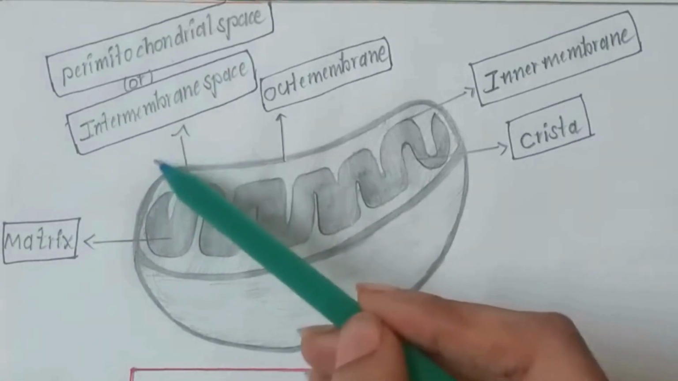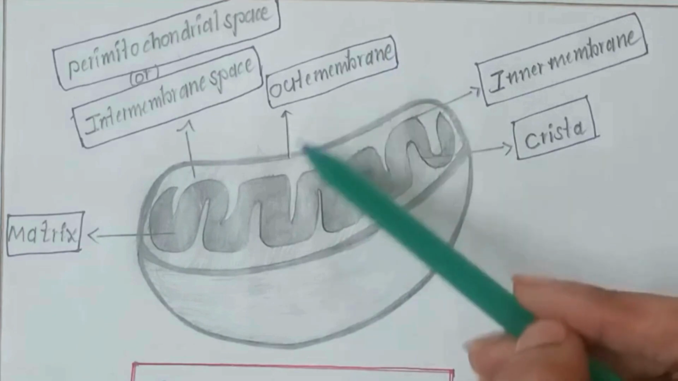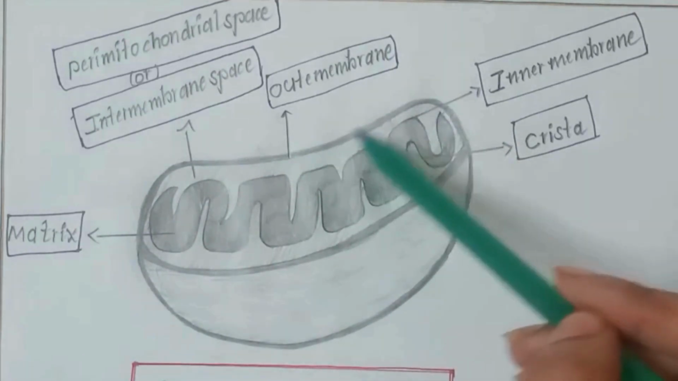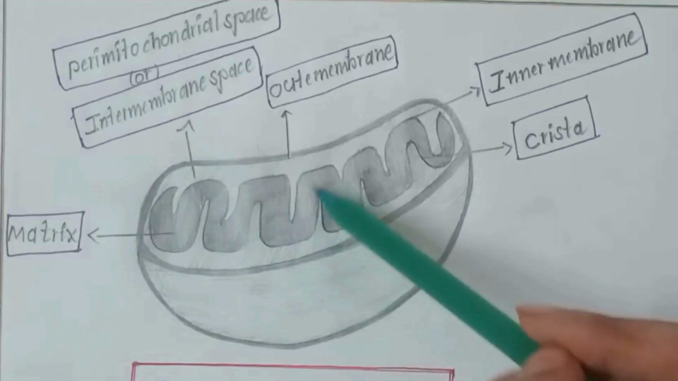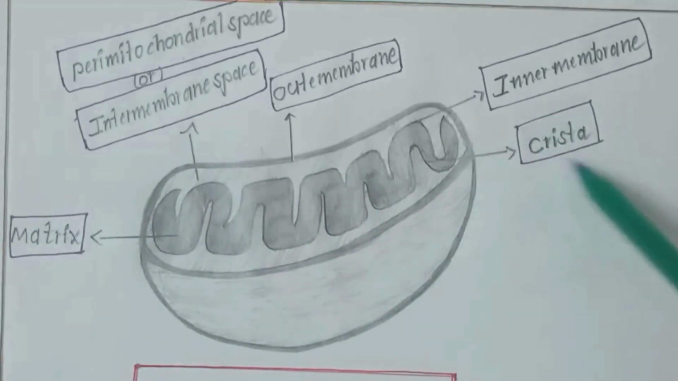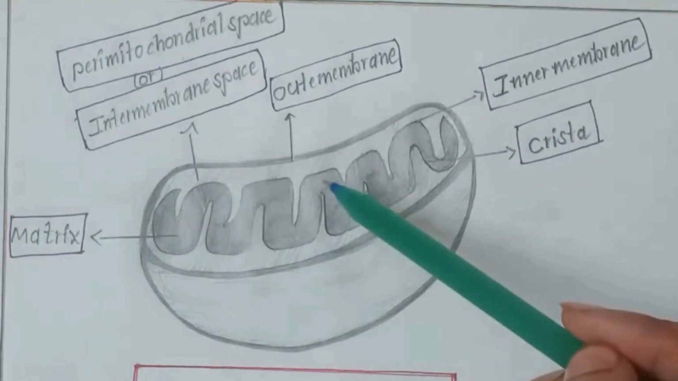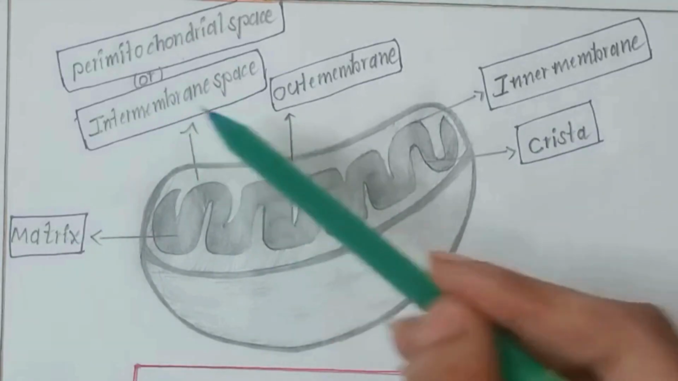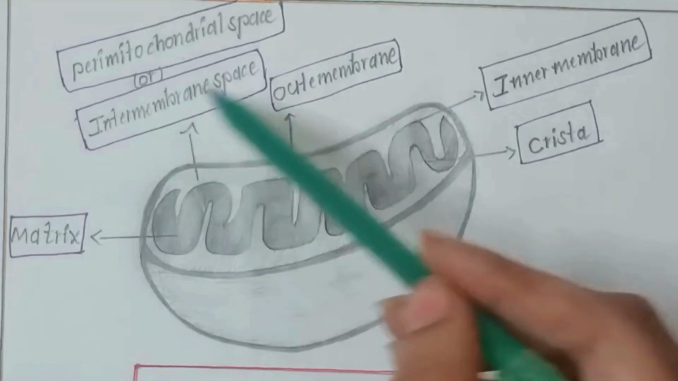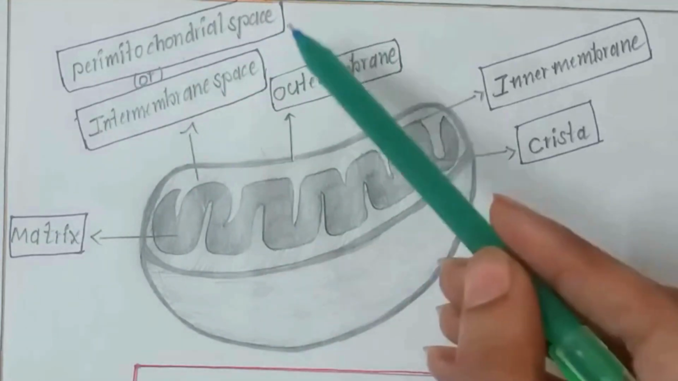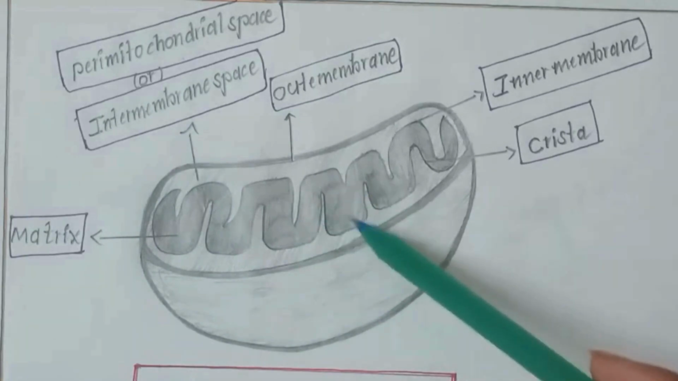Coming to the structure, it is a double membrane bound organelle which contains two membranes, that is the outer membrane which continues as the limiting boundary of the mitochondria and the inner membrane which forms a number of infoldings known as cristae, and the lumen of mitochondria again divides into two compartments. The outer compartment, which is present between the outer and inner membrane of the mitochondria, is known as the intermembrane space or perimitochondrial space. Coming to the inner compartment, it contains a dense homogeneous substance known as matrix.